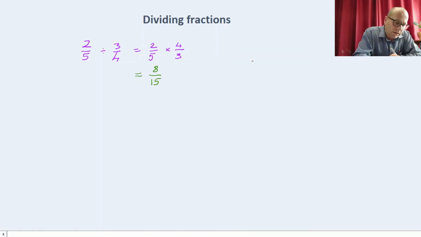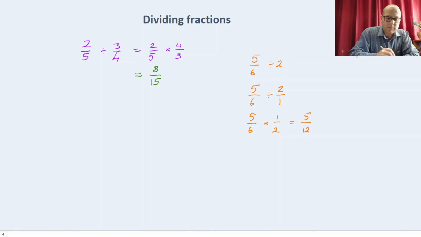5 over 6 divide by 2. But we know that any number is a fraction. We can write it like 2 over 1. So 5 over 6 divide by 2 over 1. So 5 over 6 times 1 over 2. And that is 5 over 12.